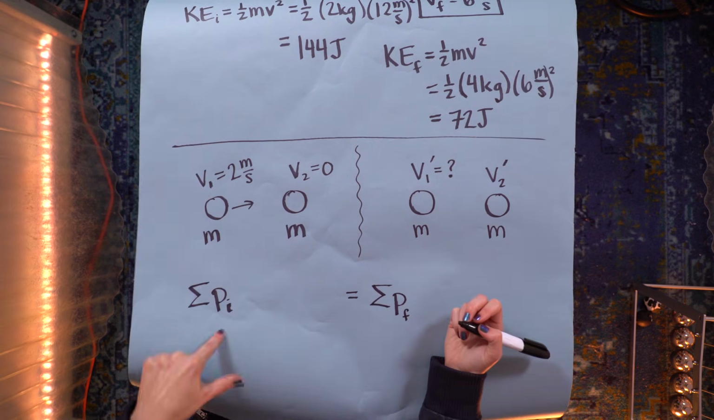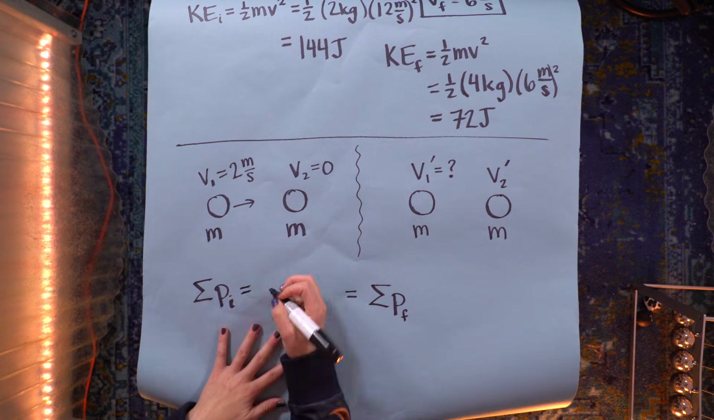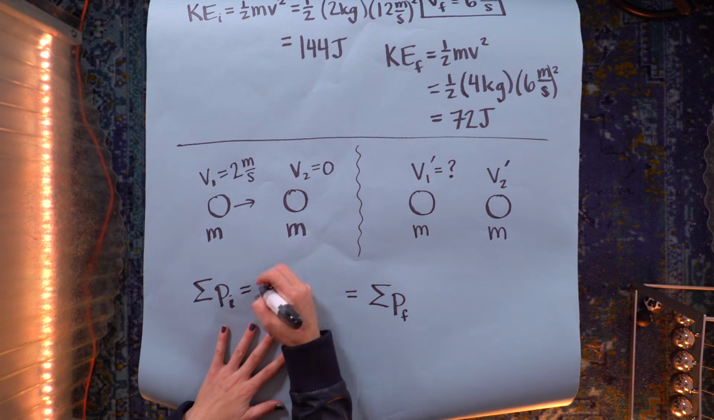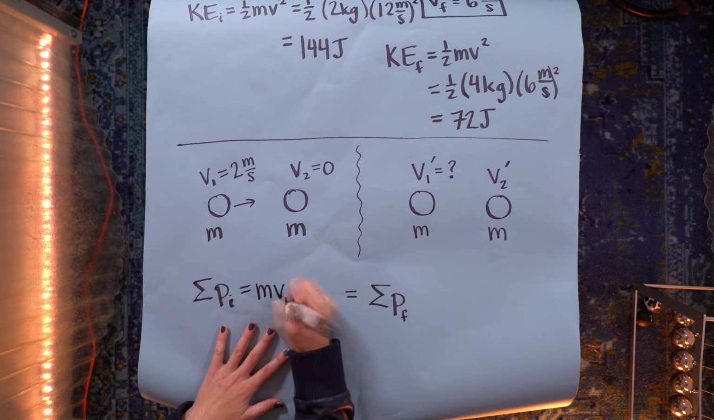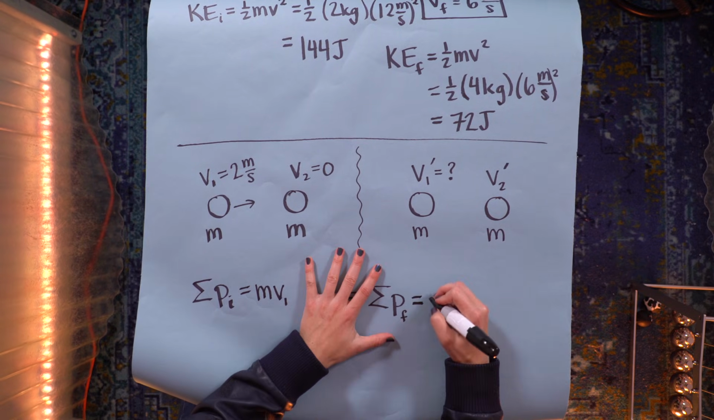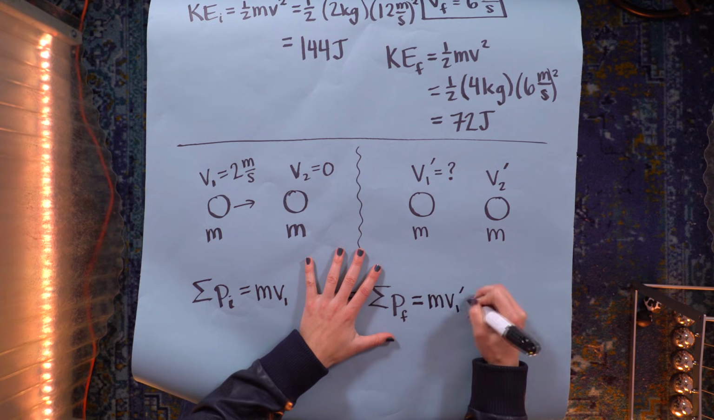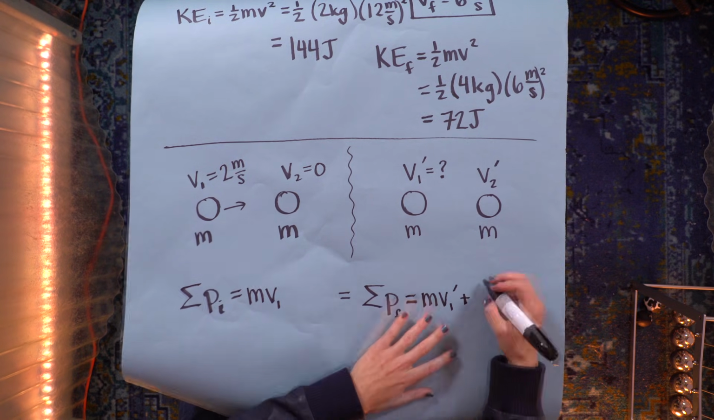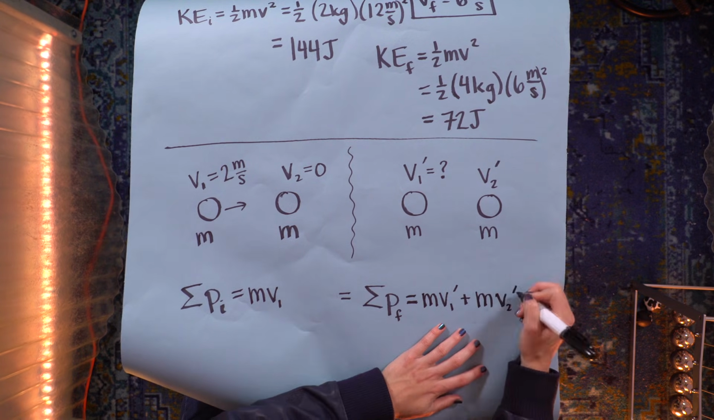And the velocity here is 0, so my initial momentum is just this one, m1 v1. My m1 is just m, so it's m v1. My final momentum is the sum of these two, so it's going to be m1, which is just m, m v1 prime plus m2, which is just m v2 prime.